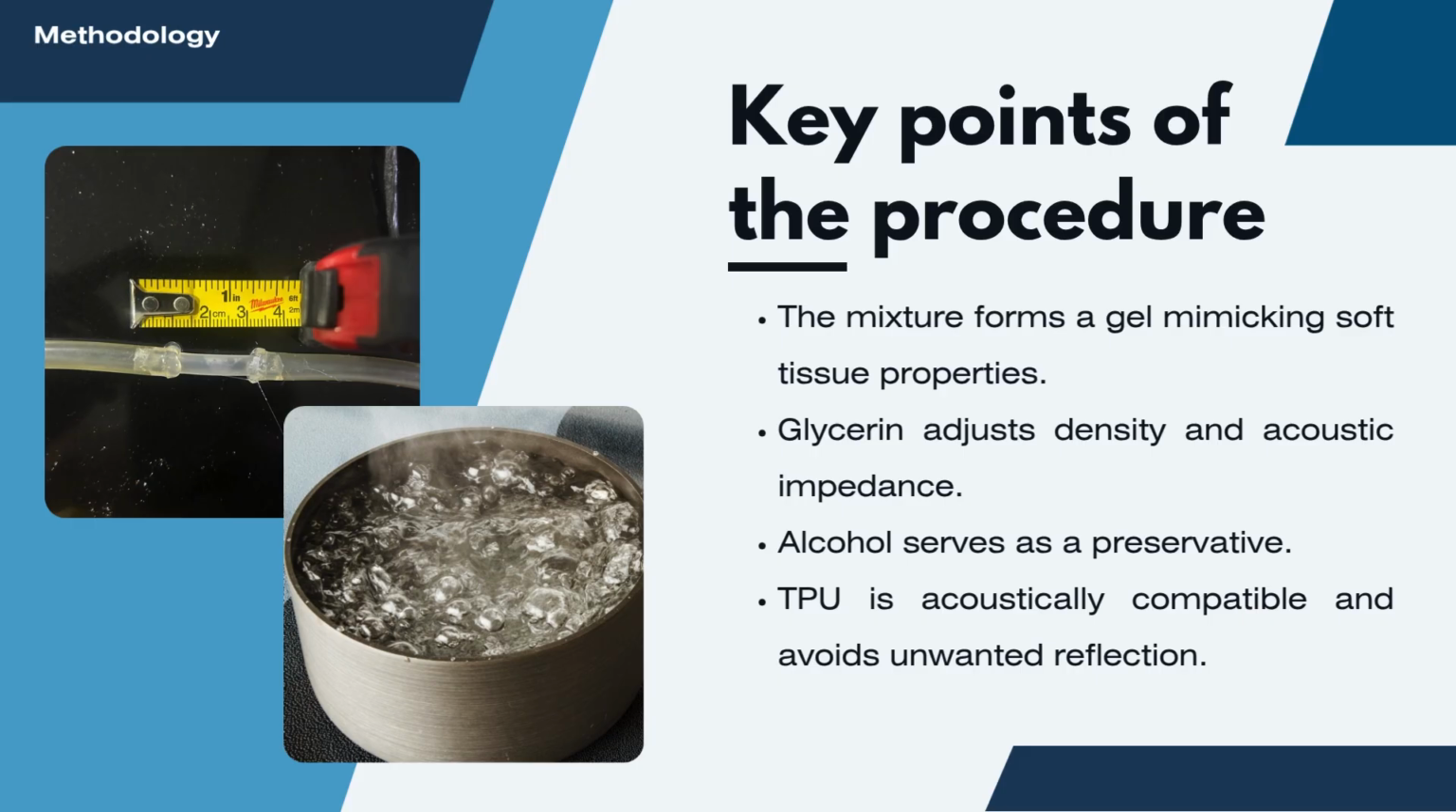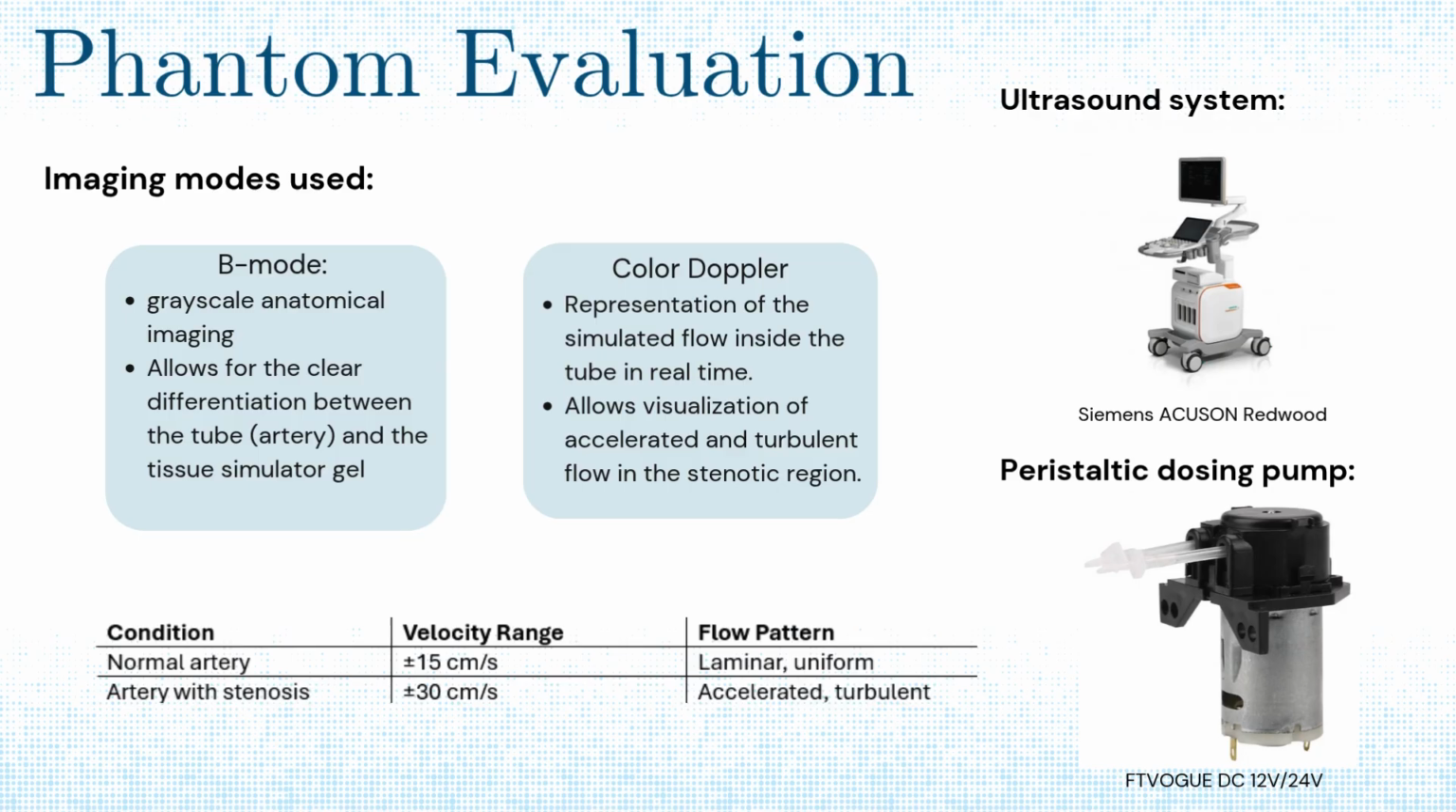To simulate soft tissue, we prepared a gelatinous mixture using agar-agar, distilled water, glycerin, and 70% alcohol. Glycerin was key for tuning the density and acoustic impedance of the phantom, making it comparable to biological tissue, while alcohol helped preserve the structure over time. The mold was printed using TPU, a material compatible with ultrasound that minimizes acoustic reflections, which is especially important during B-mode scanning. The phantom was evaluated using both B-mode and color Doppler.